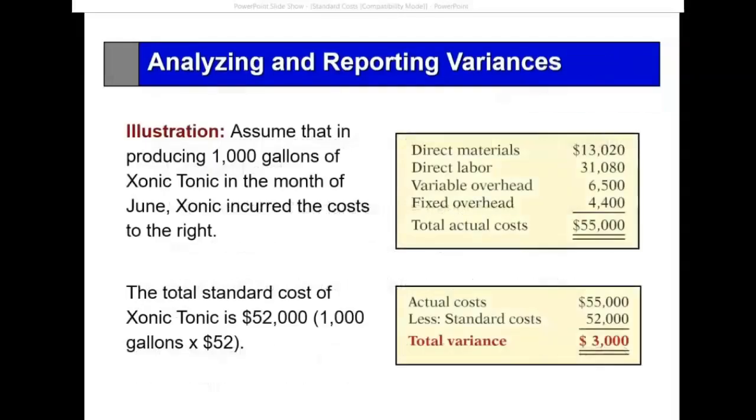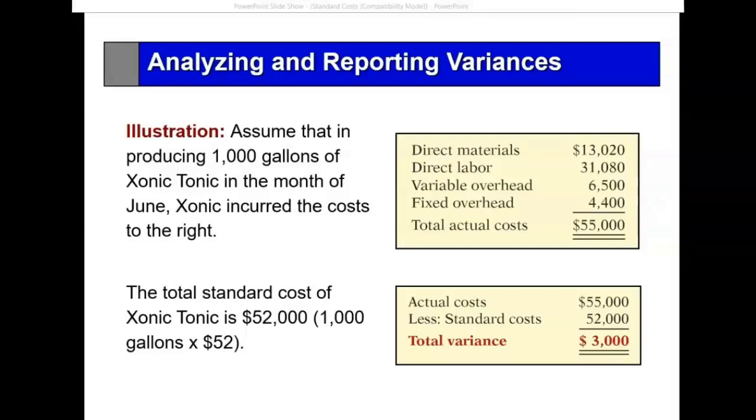Let's look at material. We look at each element individually, and keep in mind that the variance is a function of two things: the amount I use, the quantity variance, and the amount I paid, the price variance. So for direct material variance on 1,000 gallons, I used 4,200 pounds and I paid $3.10 per unit. So the actual quantity times the actual price is 13,020, the standard is 12,000. So the total direct material variance is 1,020 and it is unfavorable. We spent more than we should have.